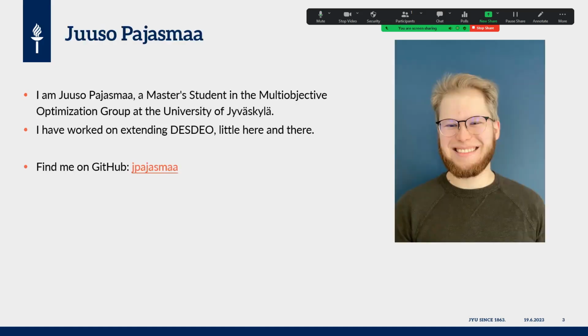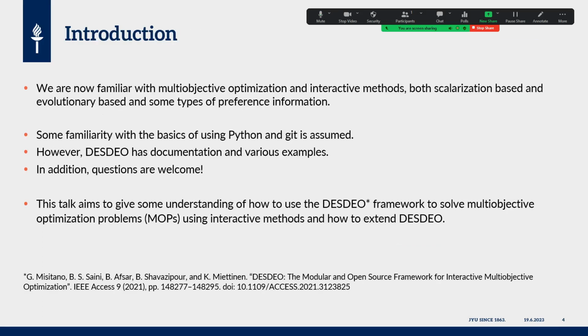I'm a master's student in the multi-objective optimization group here at the University of Jyväskylä. I've worked on extending DESDEO here and there, some on tools, some on DESDEO EMO, some on the old web graphical user interface, which is now deprecated. Anyway, we are familiar with multi-objective optimization and interactive methods, both scalarization-based and evolutionary-based, and some of these preference types such as classification.